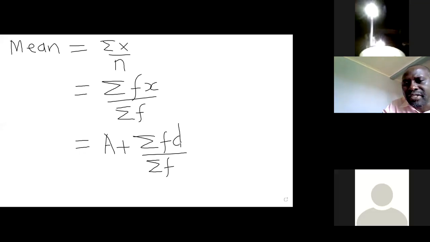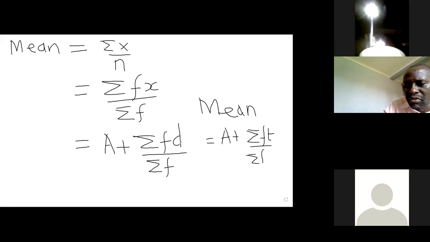That's why we can write mean as A. So this one is your homework. You look for it. There are some few books where you'll have that times C. So there are some books where we replace D with what you call T.